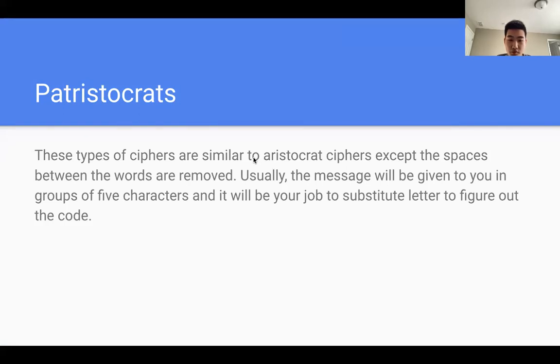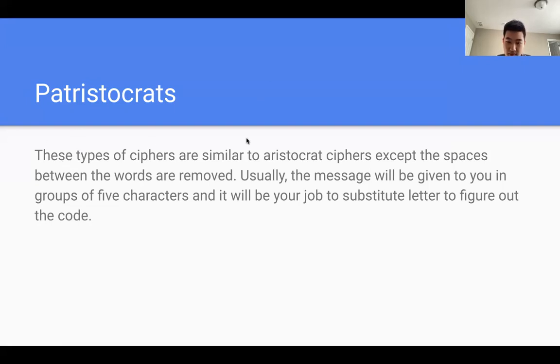So just a quick overview. Super similar to aristocrats. They're just aristocrats, except no spaces or punctuation. So punctuation doesn't just mean periods. It also means no commas, no apostrophes. So you can't necessarily tell that something's a contraction unless you look at it, say you see CANT and it makes no sense at first, but then you just have to realize, oh, there should be an apostrophe, but it's just not there because it's a patristocrat.